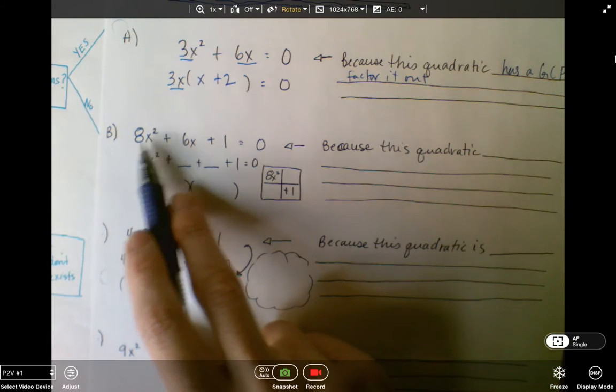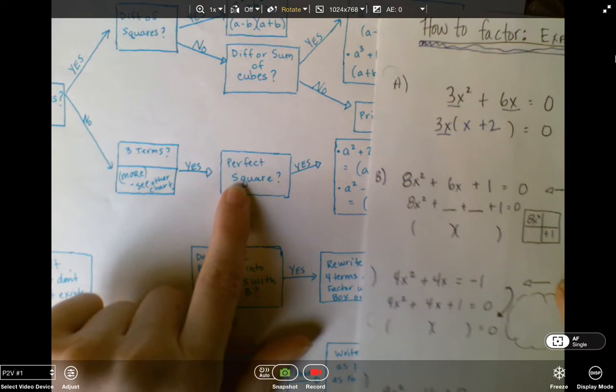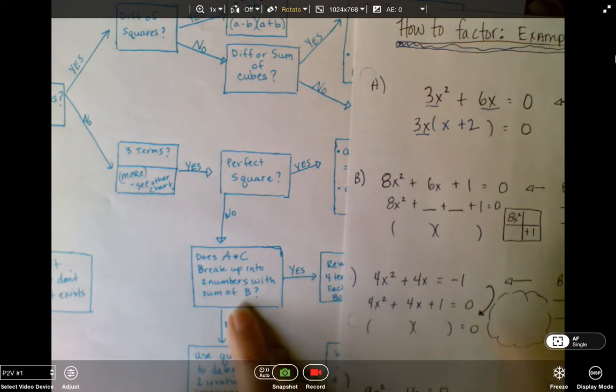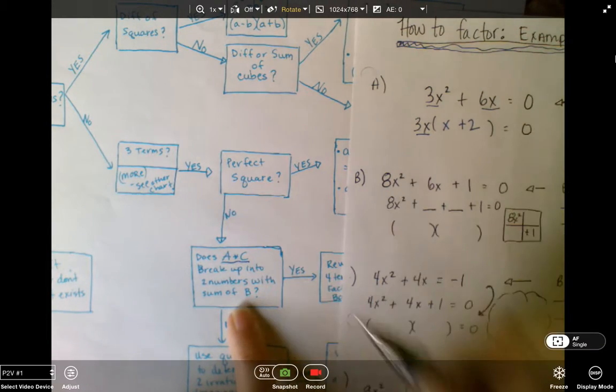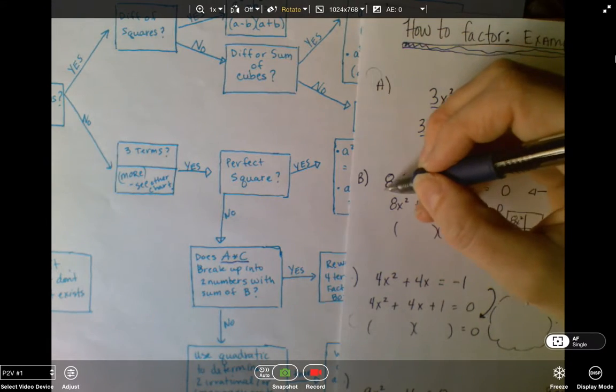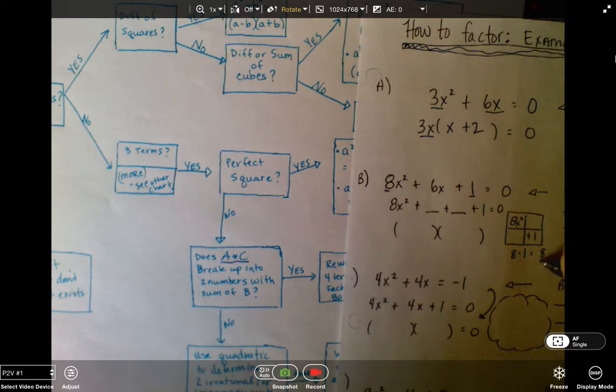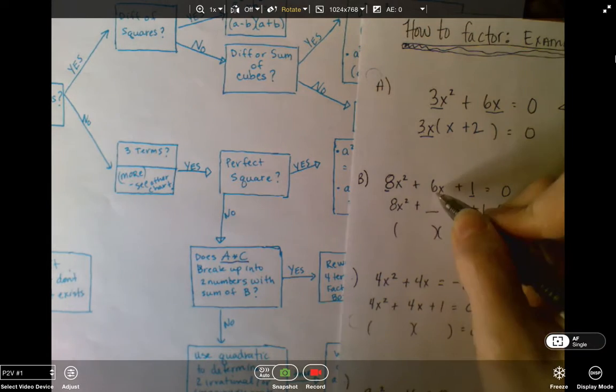Here we have a quadratic with 3 terms, right? So no GCF, 3 terms, perfect square? Nope, because if it were a perfect square, we would have to have 2 terms that were the same here and here, and that's not going to work in this scenario. No, the AC method. Okay, so AC, we take A times C, so 8 times 1, and that's going to give us a number that will give us all possible combinations of numbers that could possibly add together to give us 6 here.